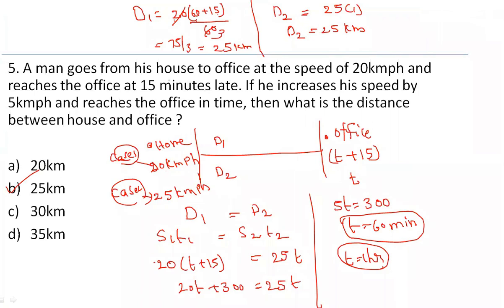So is it clear now? Are you clear with the question? S1 T1 is equal to S2 T2. Either you can use D1 or you can use D2 to answer the question. Late means you have to consider it as plus. On time means it's the usual time. Let's go for the next one.